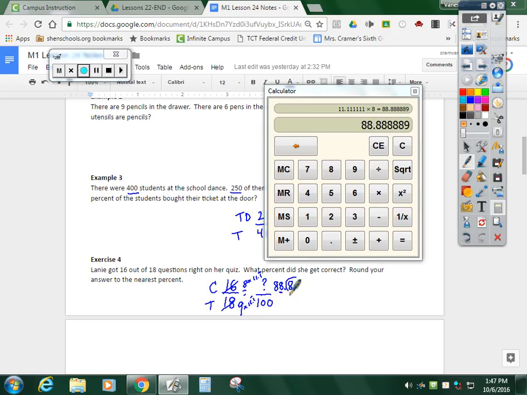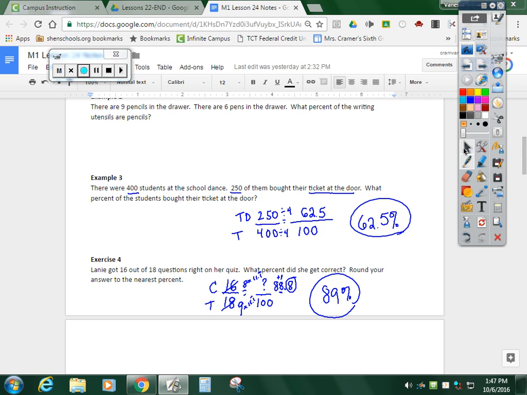I'm going to circle the one next door. If it's 5 or higher, you add 1 to the underline. So if a teacher was going to round this, they would give Lainey an 89%. And that's what we did today in lesson 24.